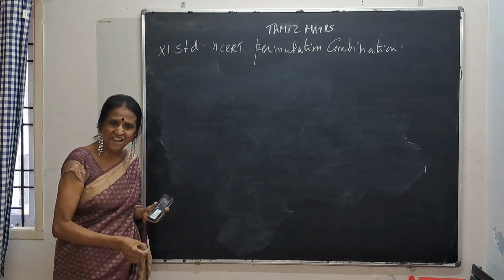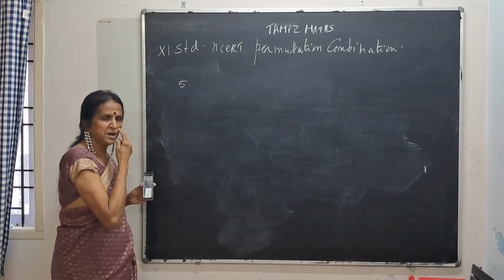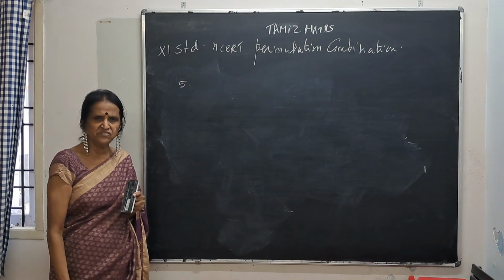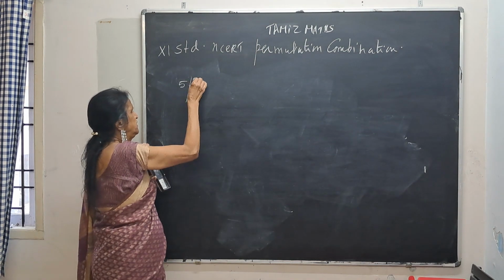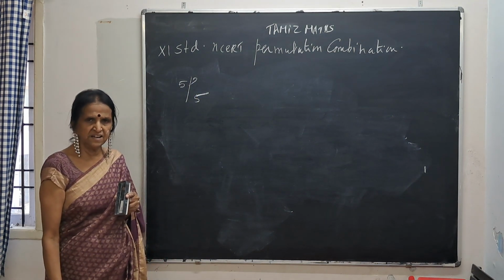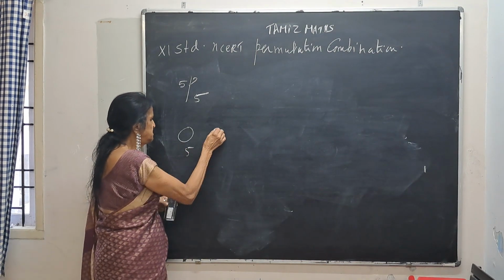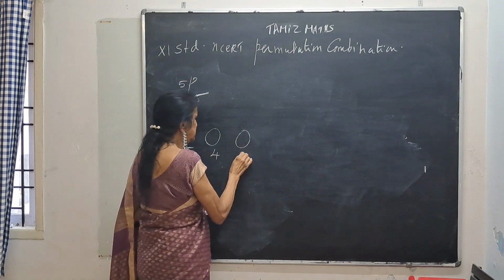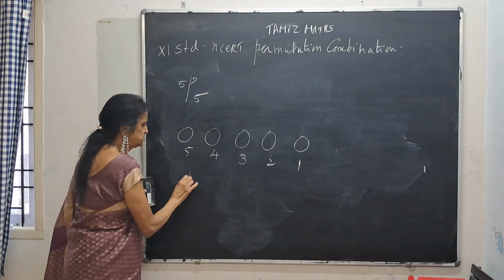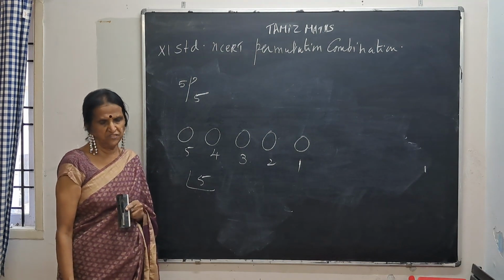Next is, in how many ways can I permute 5 things among themselves? What do I mean by that? In how many ways can I arrange 5 things among themselves? 5P5. 5 things are arranged among themselves. First box can be filled in 5 ways. Next box in 4 ways. Next box in 3 ways. Next box in 2 ways. Next box in 1 way. It is factorial 5. So 1 into 2 into 3 into 4 into 5, factorial 5.